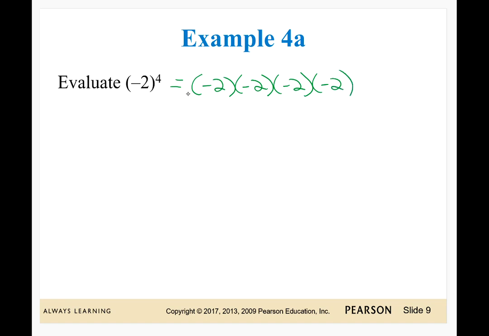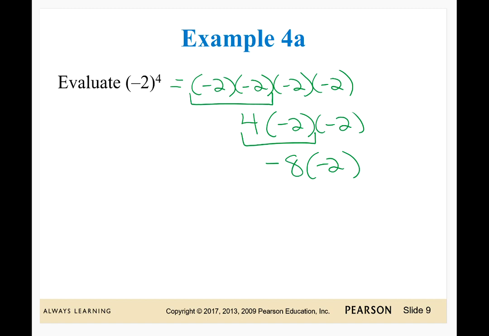And I would use order of operations on this as well. Negative 2 times negative 2 is positive 4, and then rewrite the problem. Do the next multiplication. 4 times negative 2 is negative 8, and then rewrite the rest of the problem. And then lastly, negative 8 times negative 2 is positive 16. So make sure that you're remembering those definitions of exponents that we talked about at the beginning of section 1.4.